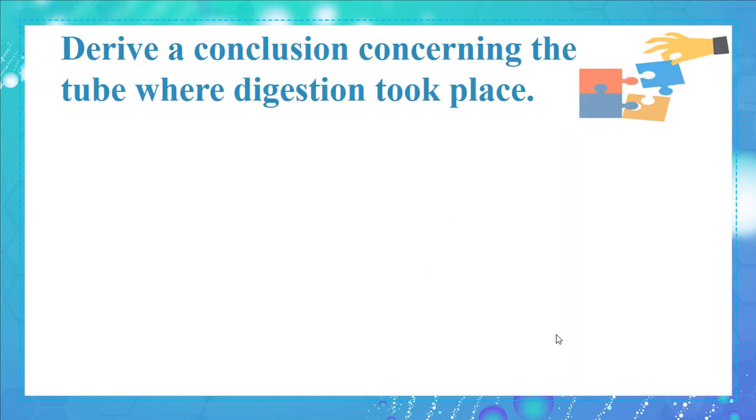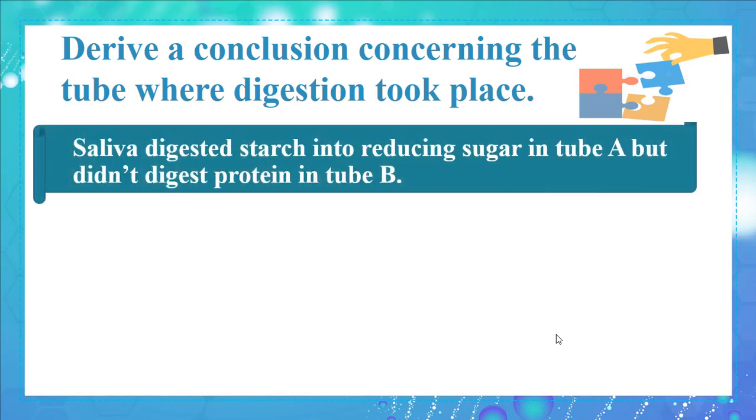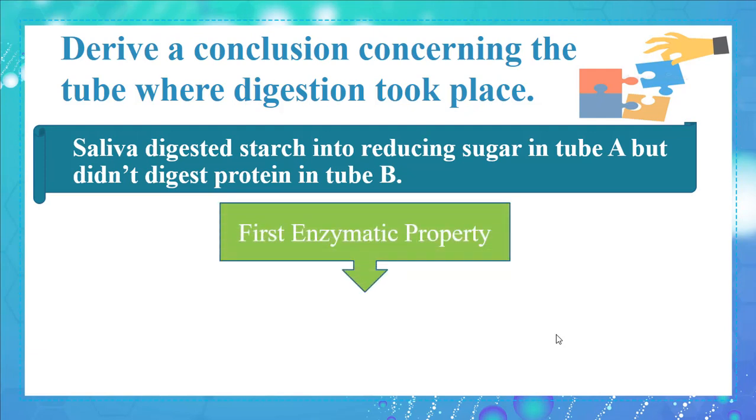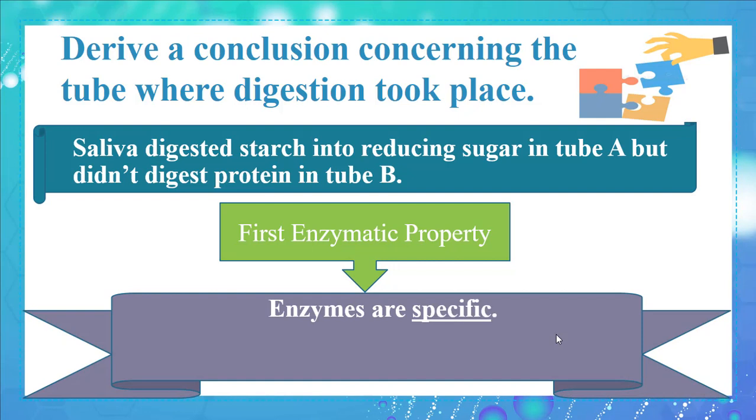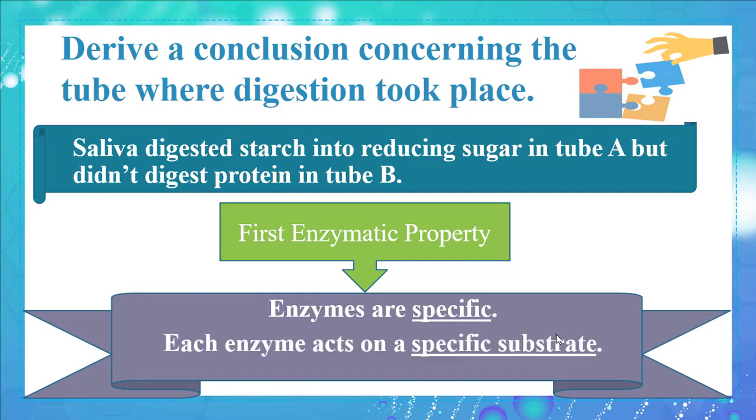Derive a conclusion concerning the tube where digestion took place. Saliva digested starch into reducing sugar in tube A, but didn't digest protein in tube B. So the first enzymatic property: enzymes are specific. Each enzyme acts on a specific substrate. So the salivary amylase in saliva is specific for starch and not for proteins.